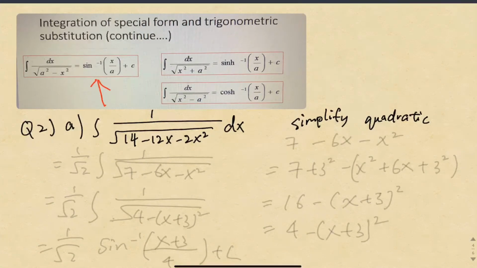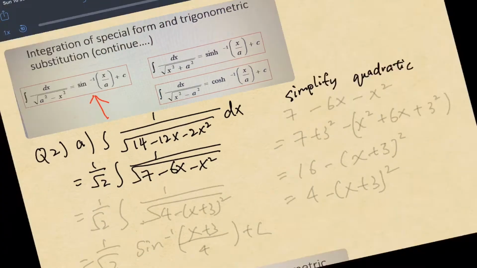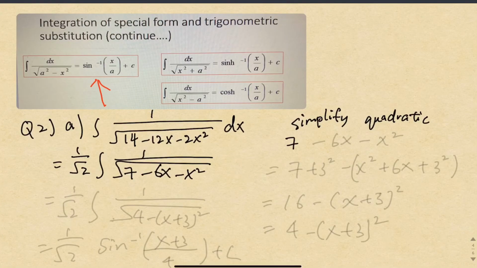So always have a good habit to make the coefficient of the highest power, x squared, to be 1. So from the integral, we pull out square root 2 first. So it becomes 7 minus 6x minus x squared. Okay, so now we use this quadratic expression to simplify it to be seen as the special form. So we make 7 the first part, and then minus x squared bracket plus 6x be the second part.